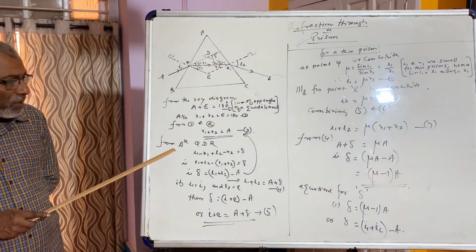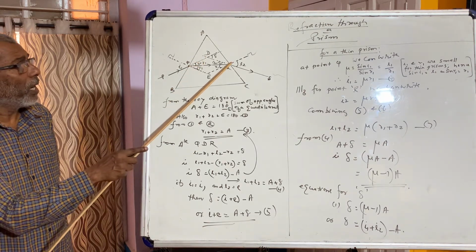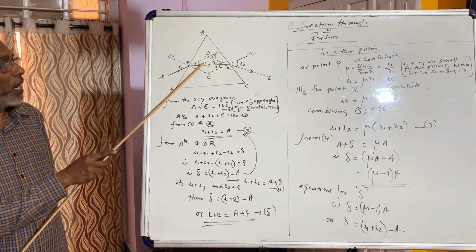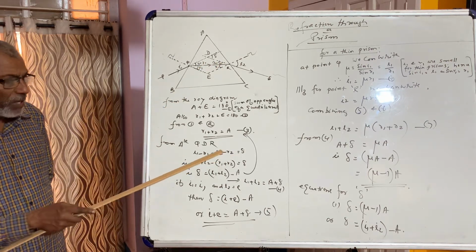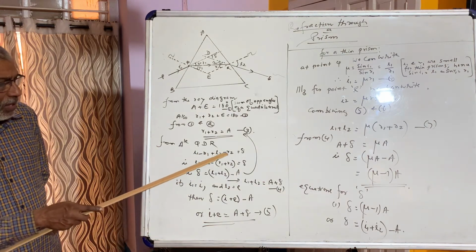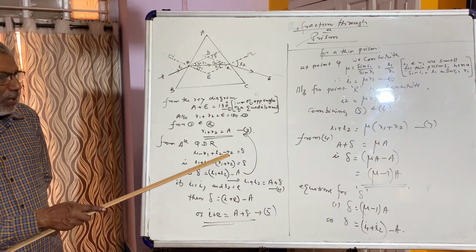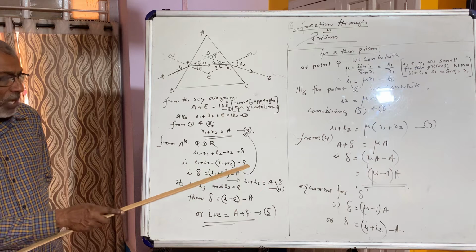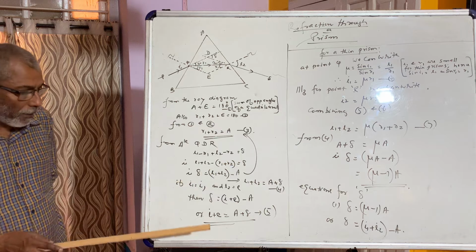Now coming to the next point. From triangle QDR, this is Q, this is D, this is R. In this triangle, three angles are shown here. This is delta, this is I1 minus R1, and this is I2 minus R2. The sum of the interior opposite angles is equal to delta. That is I1 minus R1 plus I2 minus R2 is equal to delta. That is I1 plus I2 minus R1 plus R2 is equal to delta, or delta is equal to I1 plus I2 minus A.